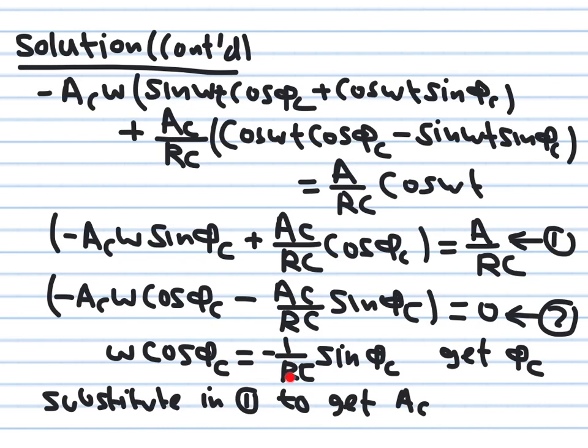If I know r and c and omega, I can get phi c. Once I know phi c, I go back here again. I know a, I know rc, I know now phi c. The only missing term is ac. I can solve for ac, which is the amplitude of the capacitor voltage. So this is one way of doing it. And of course, I could have done this with numbers. I'm just showing you symbolically how you can do this derivation here for the capacitor voltage.